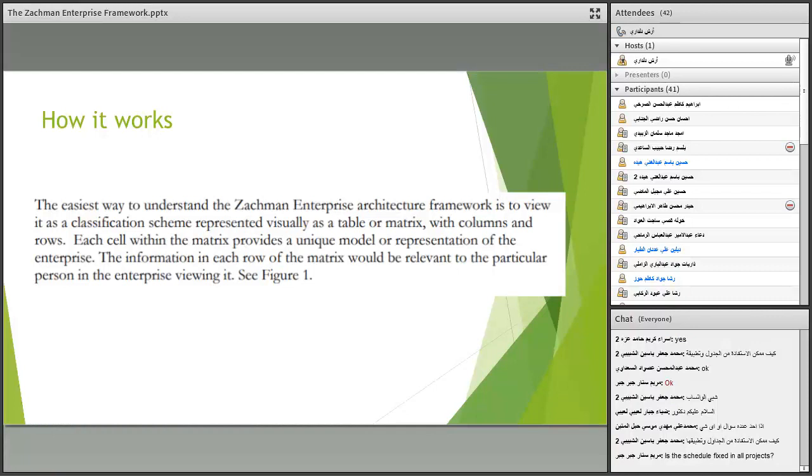You can change the framework according to your organization or according to your enterprise. It depends on the enterprise. I mean that you can change the framework in the way that you need it.